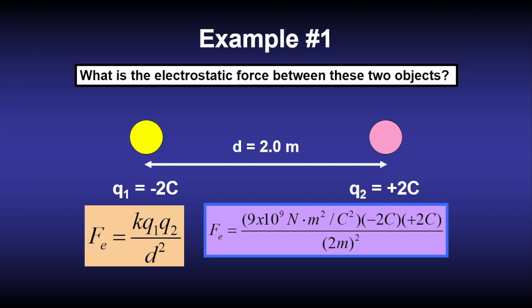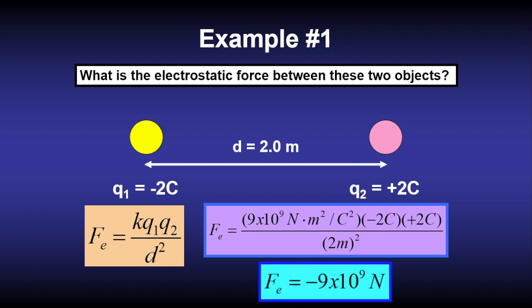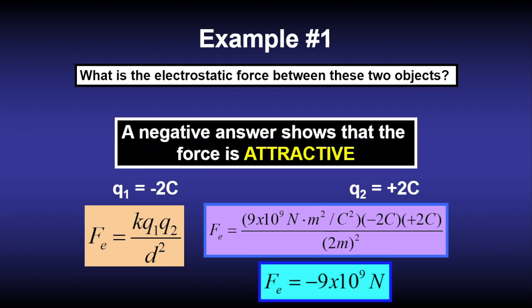And notice where I have all my parentheses, I recommend you guys put all of your numbers in parentheses too. When you solve, you find out that the electrostatic force between these two objects is negative 9 times 10 to the 9th newtons. Notice how it's negative here. That's really important. And the negative electrostatic force is telling us that these two objects are attracted to each other.